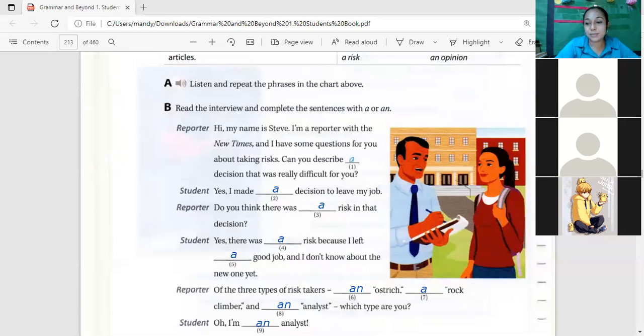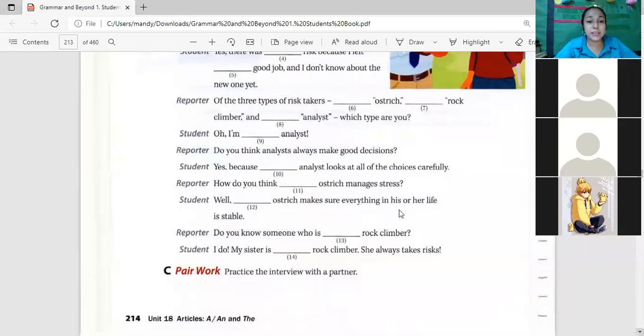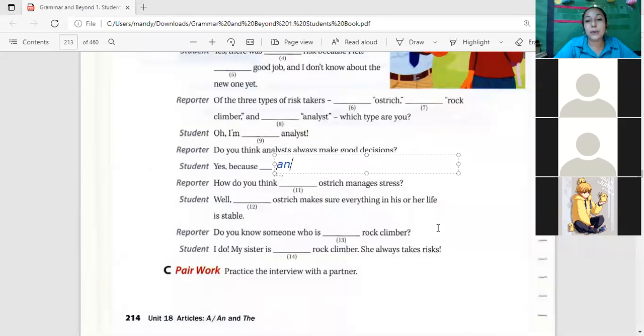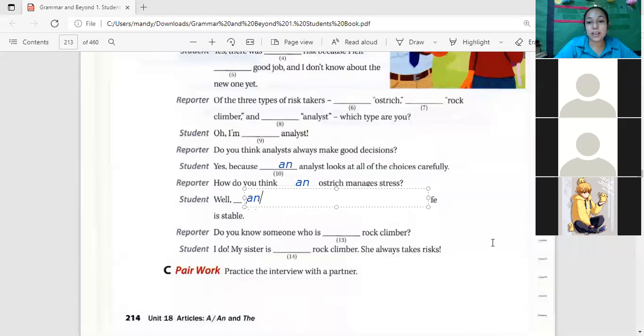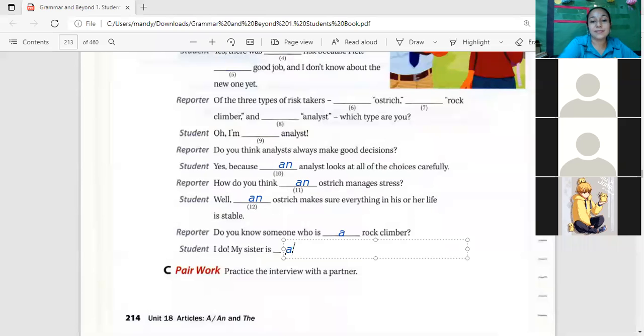Let me move to this part, and we complete this dialogue. Do you think analysts always make good decisions? Yes, because an analyst looks at all the choices carefully. An ostrich manages stress. An ostrich makes sure everything in his or her life is stable. Do you know someone who is a rock climber? I do. My sister is a rock climber.